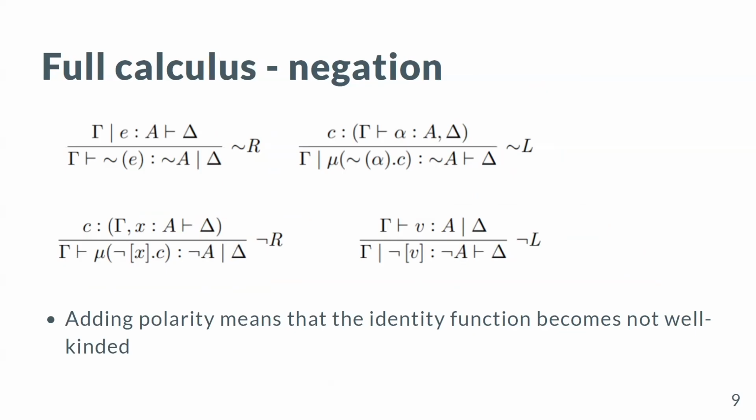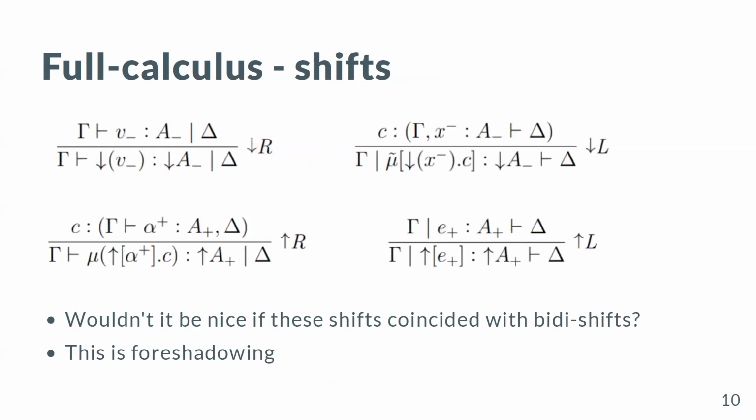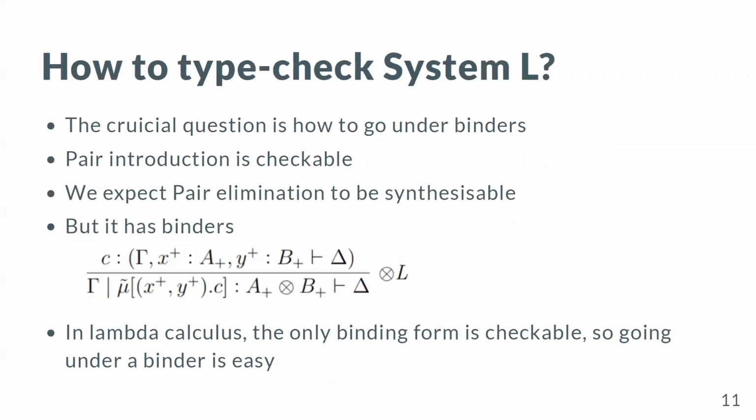But this creates a problem, which is that now there are certain functions you can't type check anymore. For example, the identity function now takes a positive kind to a negative kind. So in order to fix that, you introduce the shifts. And shifts are kind of like negations, but a little bit different, and I won't explain exactly the difference, except to say that bidirectional type checking also has a notion of shift. And it would be really nice if these two notions of shifts ended up coinciding. And that's foreshadowing. So, okay, that was a brief introduction to SystemL.